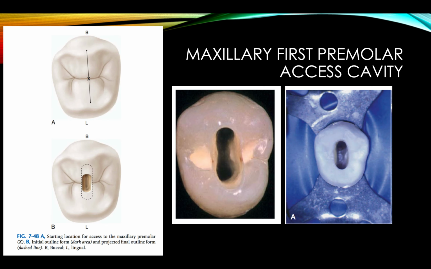If you do your access cavity properly, this is what you will end up with: an access cavity that's oval in shape with the larger diameter in the bucco-palatal direction, and two root canals that are located at the junction between the wall and the floor of the pulp chamber. The floor of the pulp chamber is undamaged.